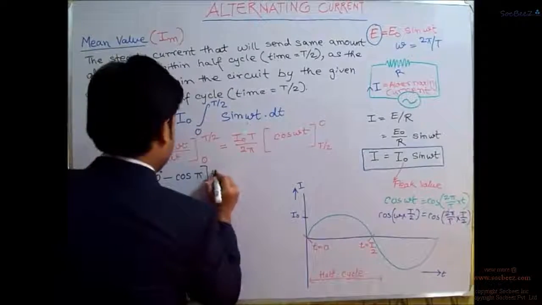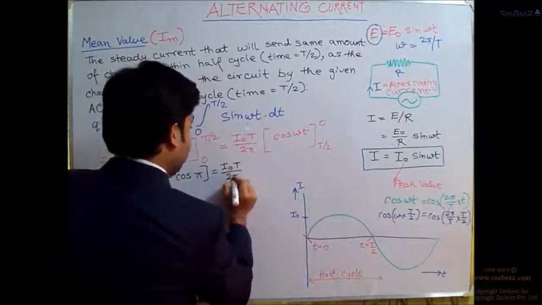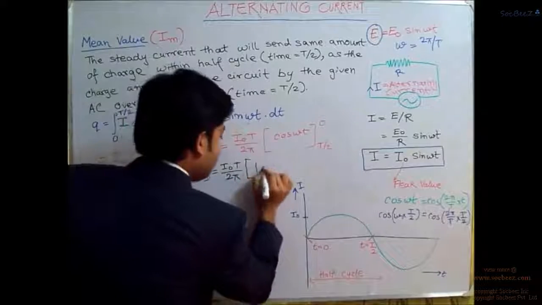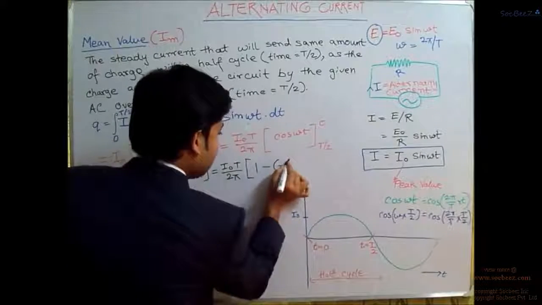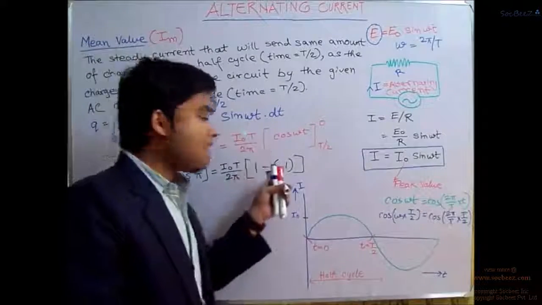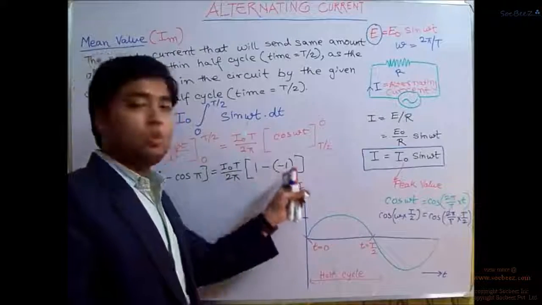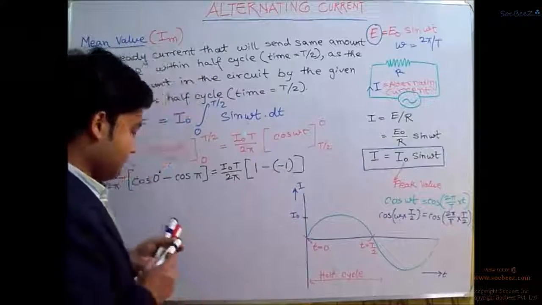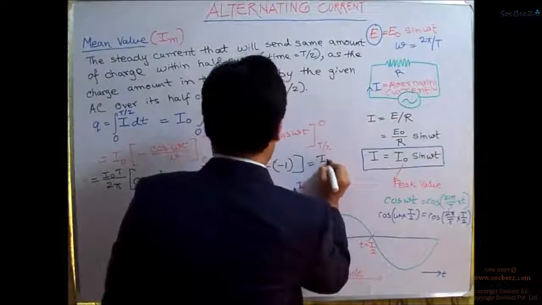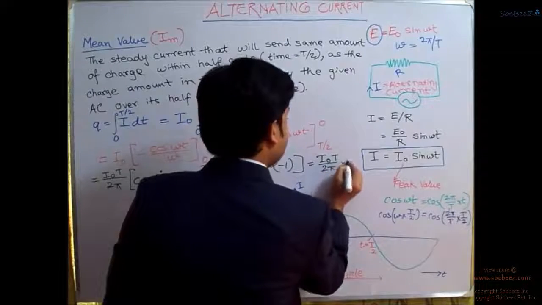So we can write it as I naught T divided by 2 pi, 1 subtracted by minus 1. So this minus and minus will become plus, or positive. So this will be 1 plus 1 equals 2, right? Or we can write it as I naught capital T divided by 2 pi multiplied by 2.